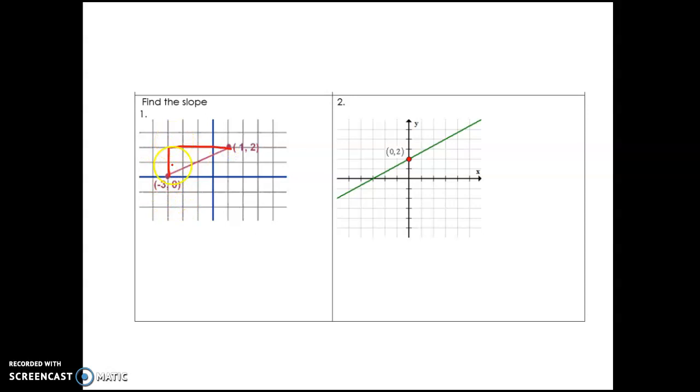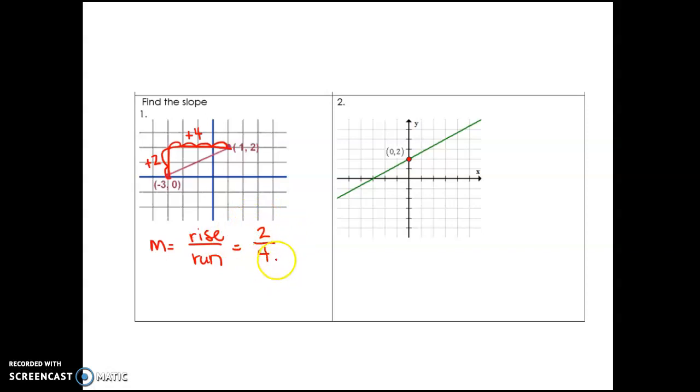Okay, so I rise 2, so that's a positive 2, and I run 4. Okay, and I'm just counting 1, 2, 3, 4, 1, 2. So if my slope formula tells me that it's rise over run, and I rose 2, and I ran 4, okay, 2 over 4 is my slope.